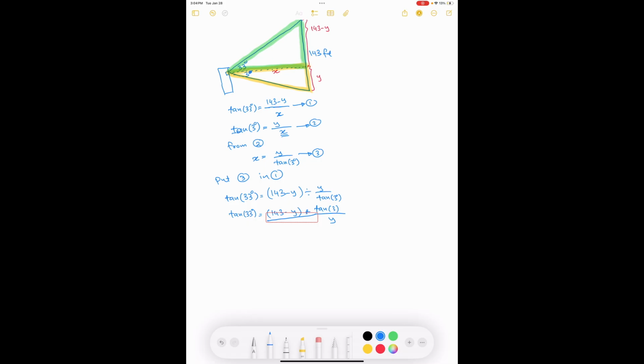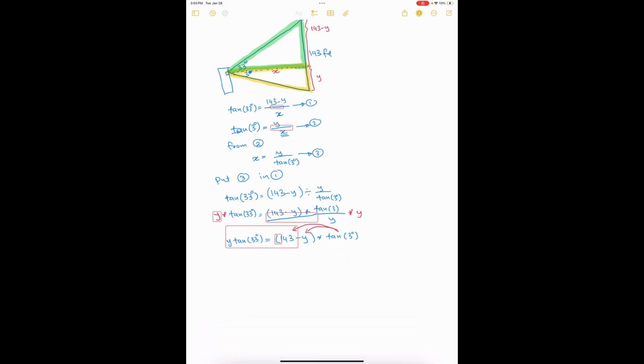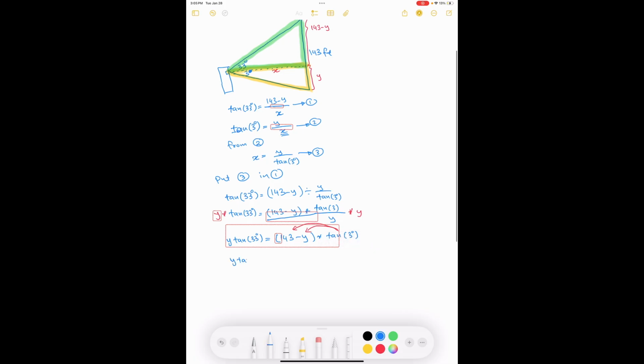Now, I can multiply both sides by y to get rid of the denominator. I will end up with y tangent 33 degrees equals 143 minus y times tangent 3 degrees. I will distribute the tangent 3 inside, so I will get y tangent 33 degrees equals 143 tangent 3 degrees minus y tangent 3 degrees.